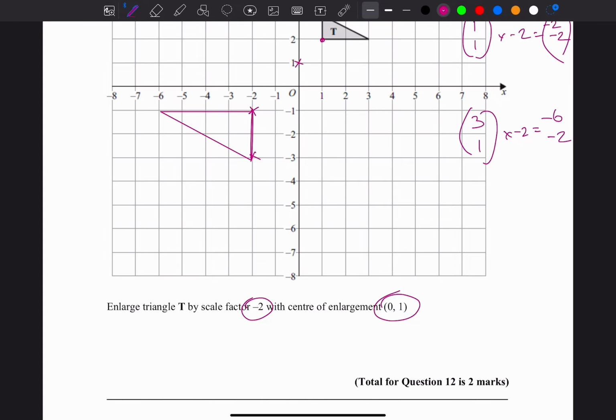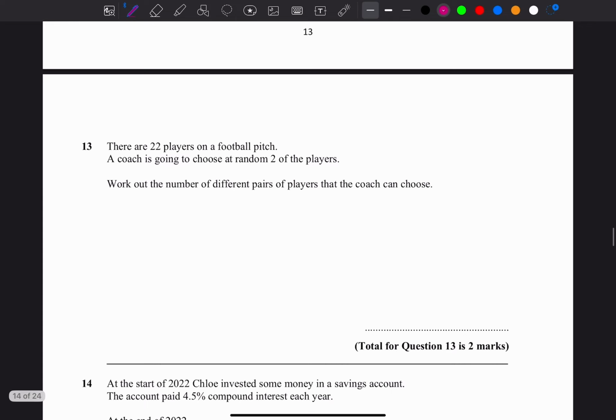Right, next one. There are 22 players. So this is the product rule for counting, right? 2 people are going to play at random. So you would just go 22 times what number? 21. And then remember, they're going to play in pairs. So you will have A, B, but then you will have B, A, which you can't have. So you divide by 2, which will give you 231.